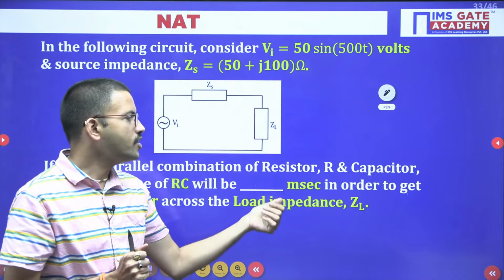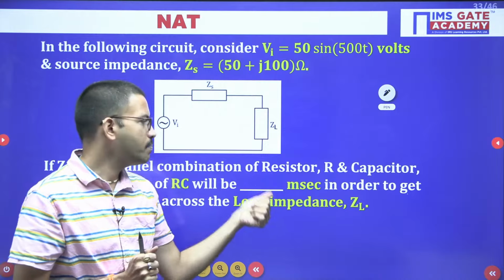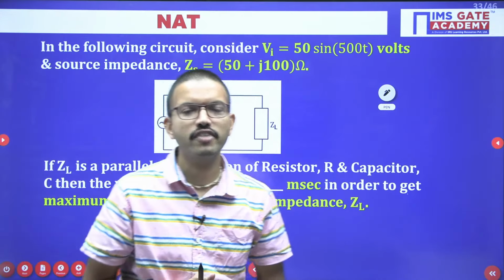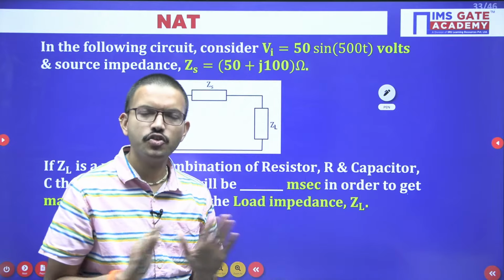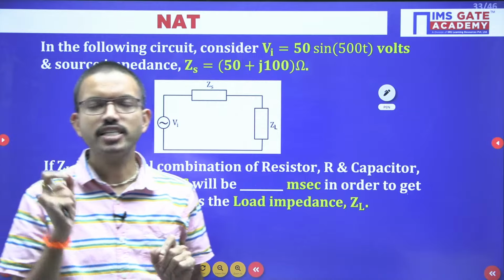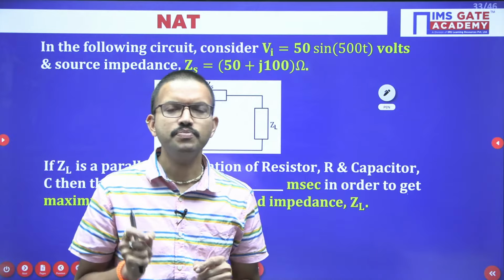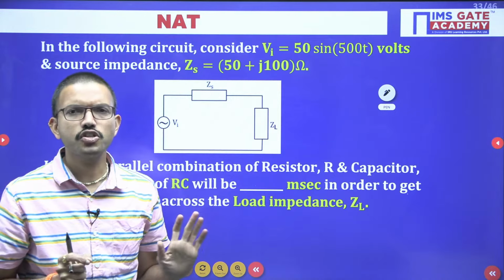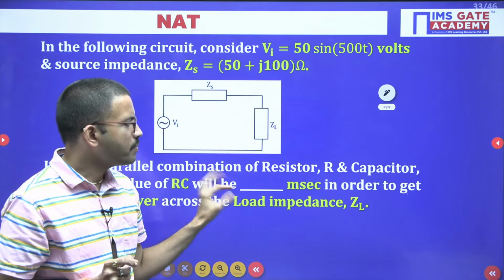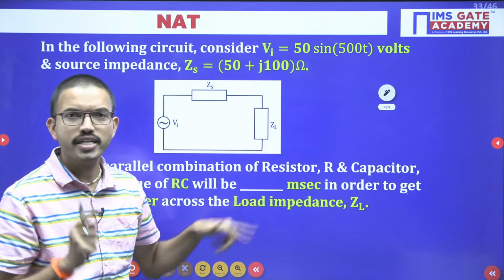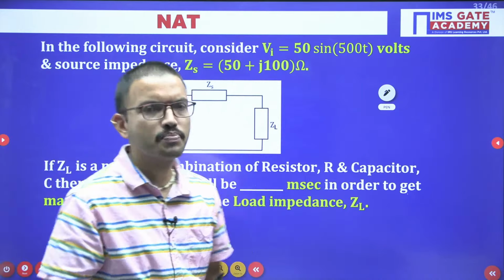But if you mention the answer in seconds, while the requirement is in milliseconds, they are not matching. Of course, for NAT there is no negative marking, but you lose the marks you were supposed to get. That's why in the GATE exam, the most important thing after solving any question is to take care of the units for that parameter. According to the context, the answer will vary. That is the most important thing.